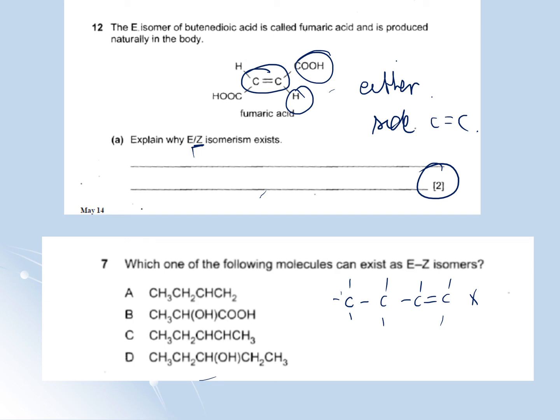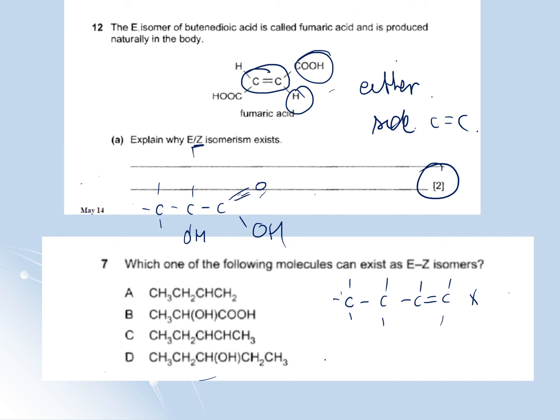Okay, I'll draw B up here. So B has a CH3, there's a CHOH and it has a COH. Well, it doesn't even have a double bond, so it can't be that.